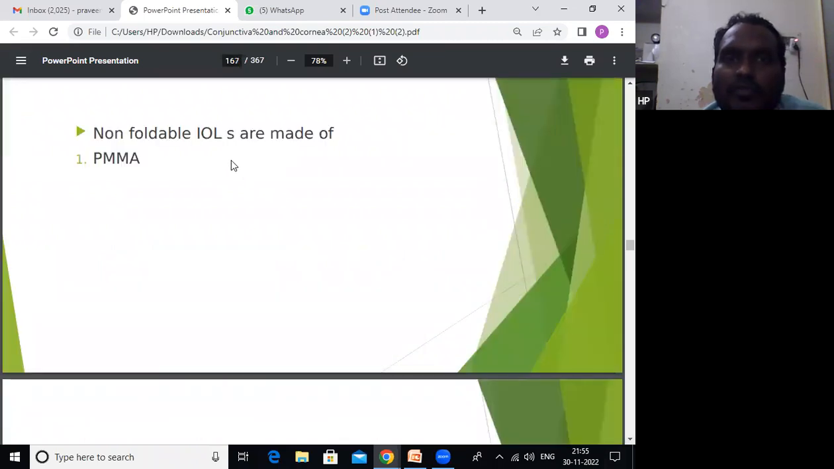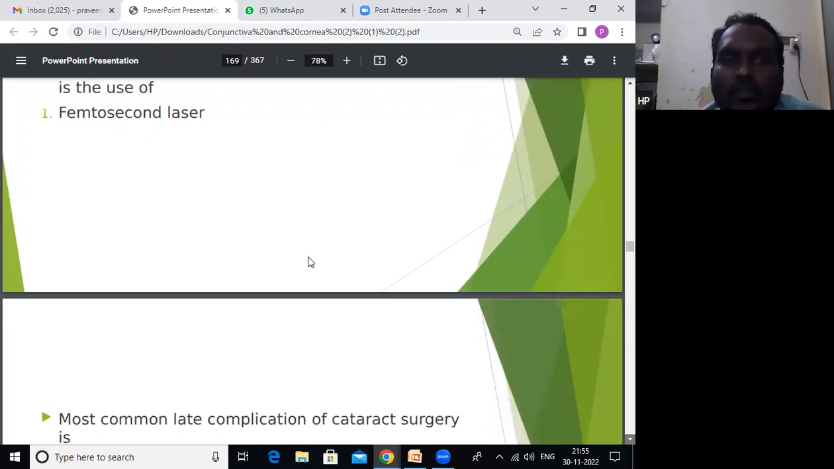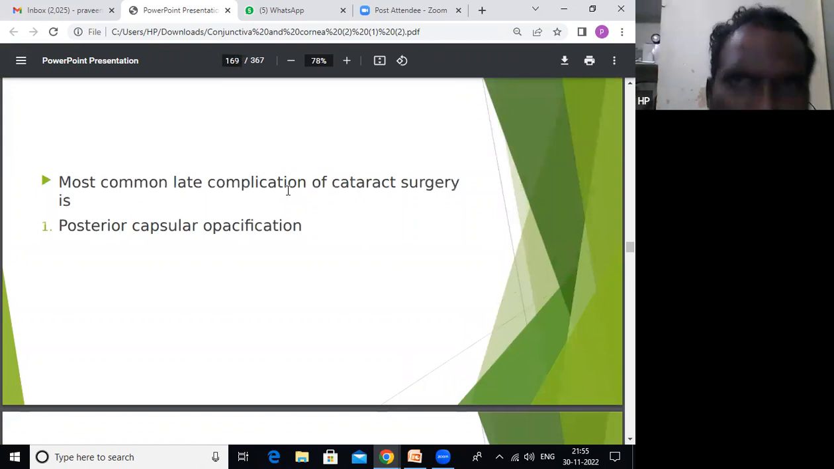The material used for making non-foldable intraocular lenses is polymethyl methacrylate. Which type of laser is being used in cataract surgery nowadays? Femtosecond laser. This is an important question. The most common late complication of cataract surgery is posterior capsular opacification.